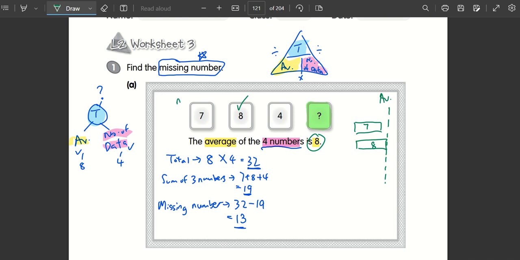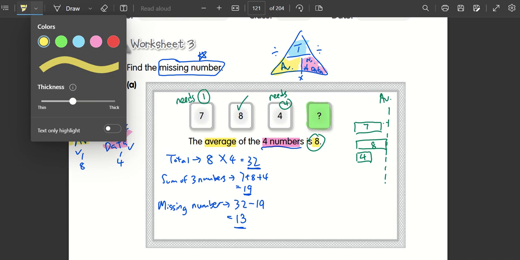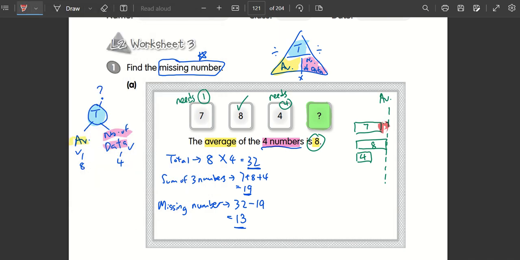Someone needs to give him 1. Okay, and for the third card here, it needs an extra 4. Okay, so here's missing out. Maybe I should use this color, it's a bit confusing. Okay, let me use the red one. So here's missing out 1. He's missing out 1, and she's missing this. The fourth card is missing out 4.